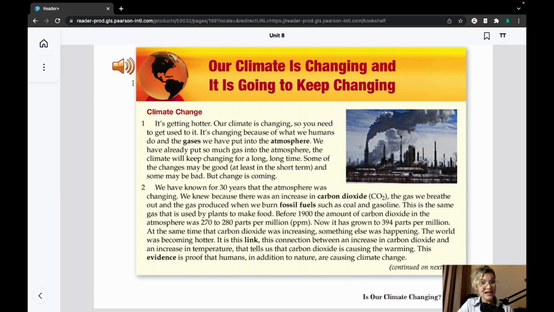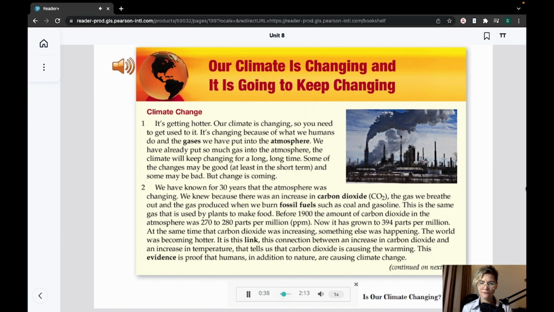Our climate is changing, and it is going to keep changing. Climate change. It's getting hotter. Our climate is changing, so you need to get used to it. It's changing because of what we humans do and the gases we have put into the atmosphere. We have already put so much gas into the atmosphere, the climate will keep changing for a long, long time.